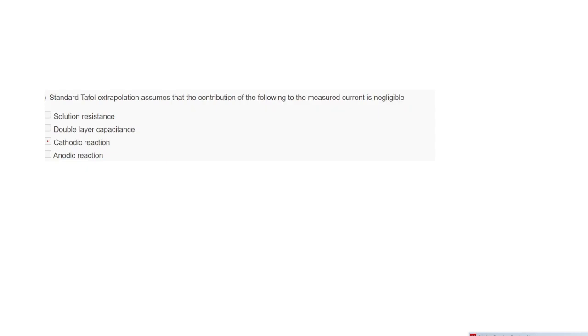Standard Tafel extrapolation assumes the contribution of the following to the measured current to be negligible: solution resistance, double layer capacitance, anodic reaction, cathodic reaction. So the answer is A and B. Okay, solution resistance and double layer capacitance, as it counts for the cathodic reaction and anodic reaction. Okay. So yeah, I think I've discussed the 11th and 12th assignment.